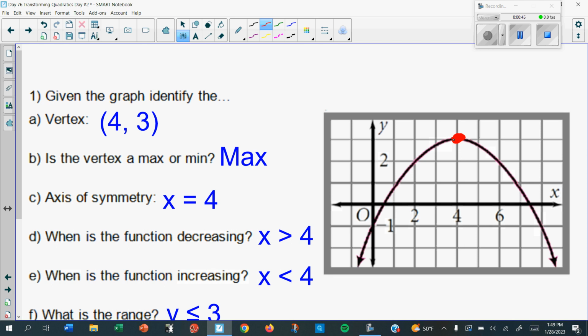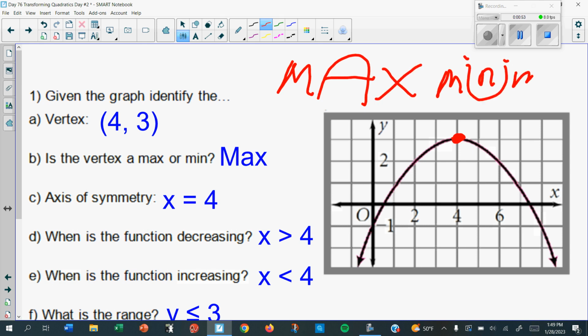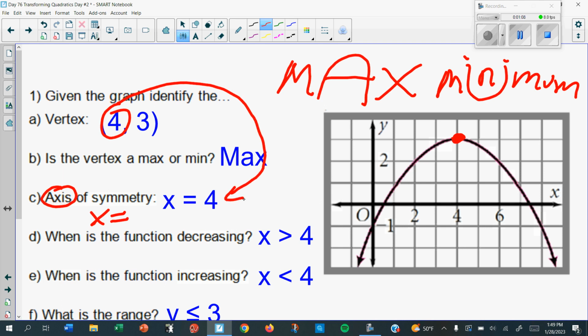But if you ever forget, if it looks like this, that's a maximum. If it ever looks like this, that's a minimum. So that's the easy way to remember it. Now, anytime you see the phrase axis, it kind of sounds like we're saying x is. So like x equals, and then whatever your x equals, that's your line of symmetry.